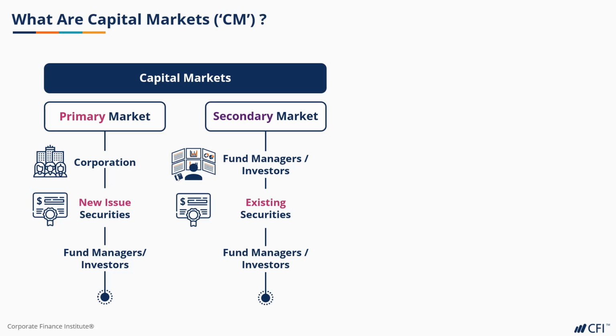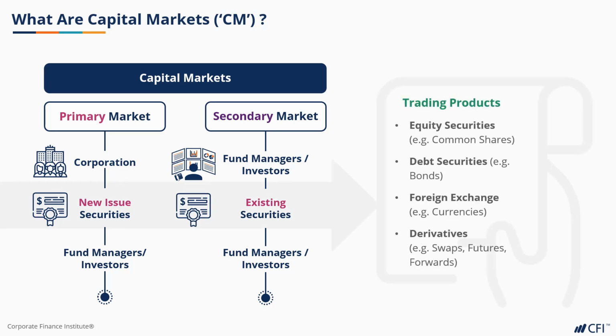The products traded in these two worlds is broad, from common shares and bonds to currencies, commodities, and derivatives. There is a product for every need. These are only some of the products, though, and they are further explored in a variety of our CMSA courses. So for now, let's take a closer look at primary markets. The primary market, often called the new issue market, is where new securities are issued. These securities are said to come to market, and it is a one-time event.